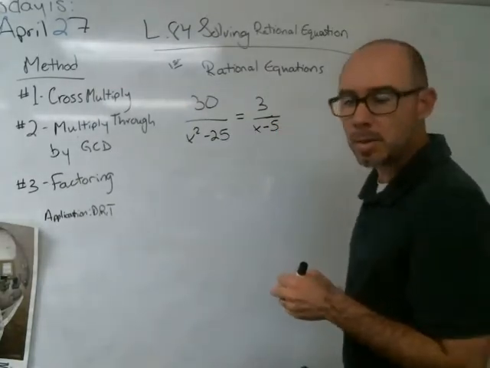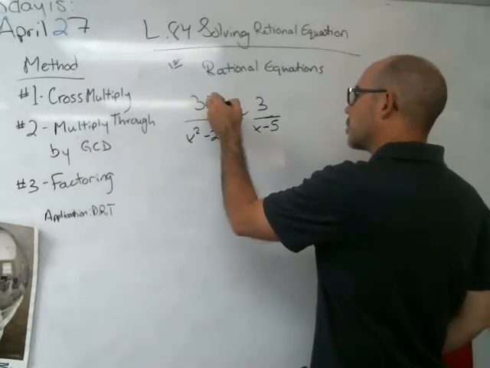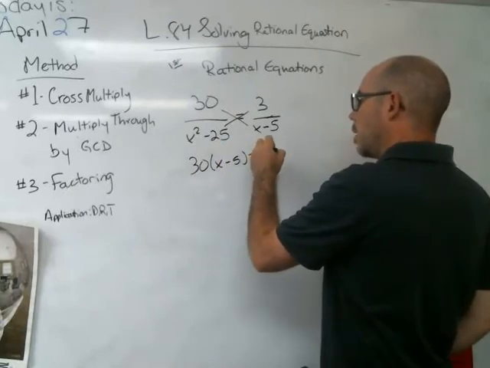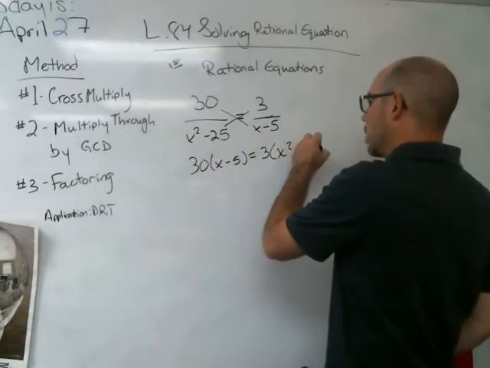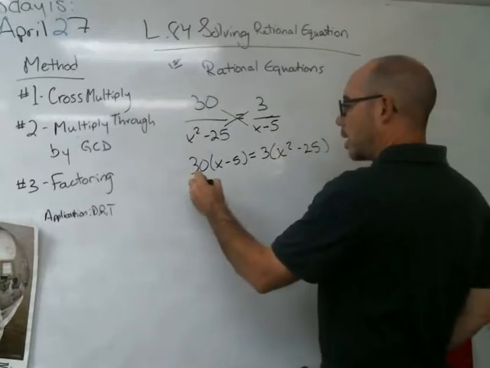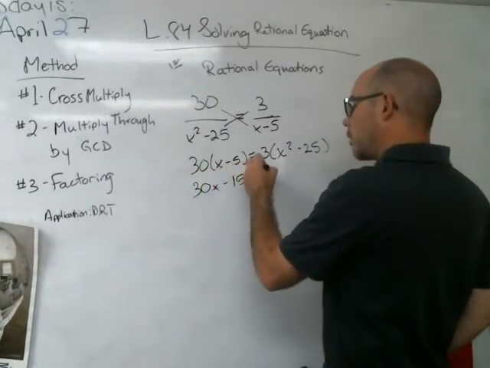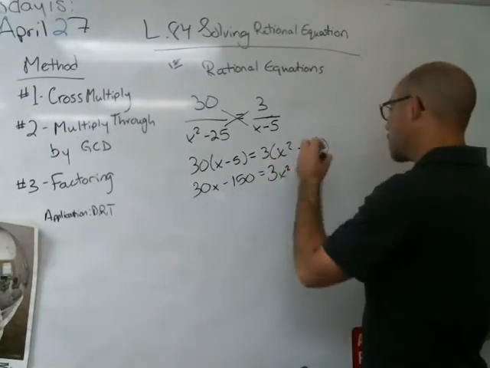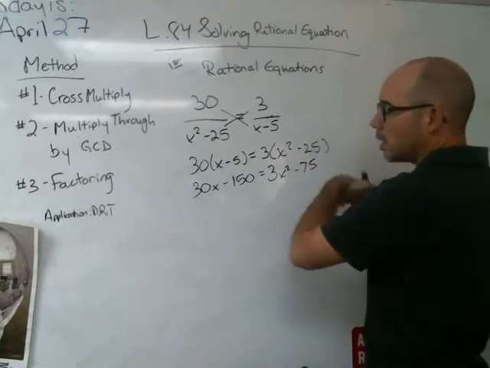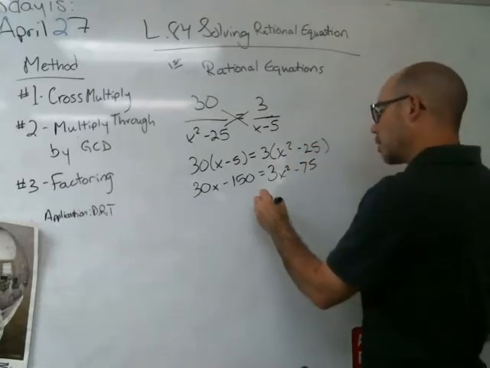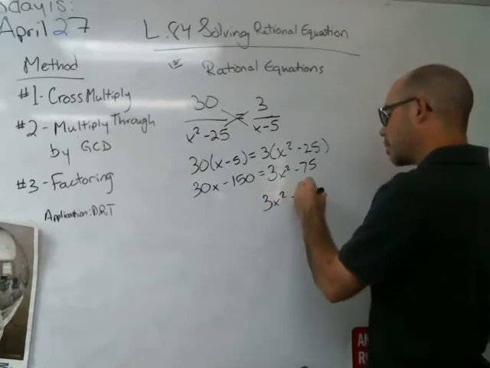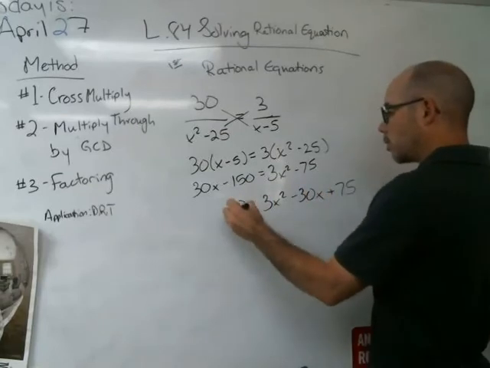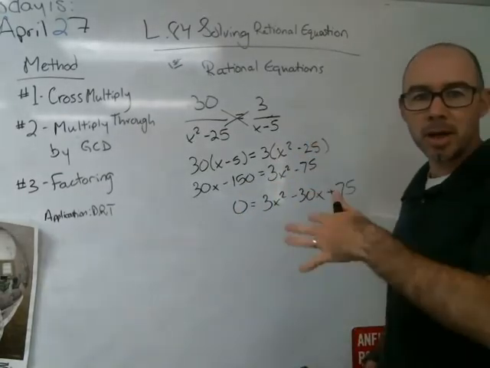Let's try method number 1, which involves cross multiplication. Let's multiply 30 by x minus 5 and 3 by x squared minus 25. If I do that, I get 30x minus 150 on the left and 3x squared minus 75 on the right. I would need to bring them all to one side: 3x squared minus 30x plus 75 equals 0. And then I got a quadratic that I can solve.